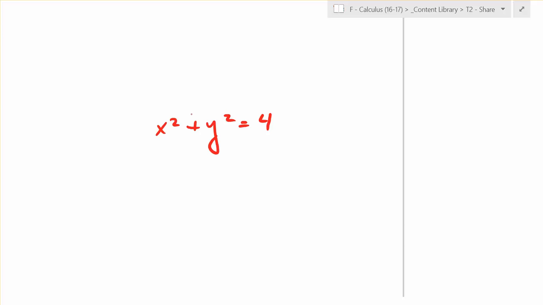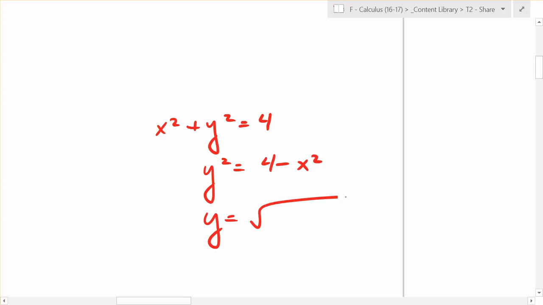Yeah. Minus the x squared. So you get y squared is equal to what? 4 minus x squared. Now we take the square root of both sides. So we get the square root of 4 minus x squared. This is not complete though. What did I not write in there that I need to write in when I take the square root? I need a plus or minus because this right here is not a function.